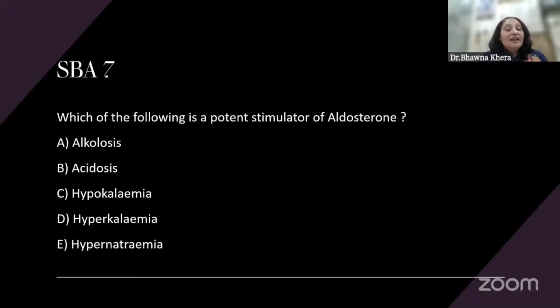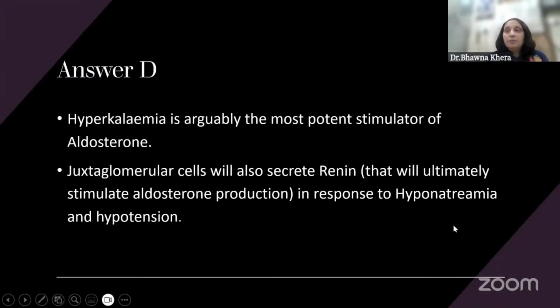Yes, it's not the sodium, it's the potassium which is the potent stimulator of the aldosterone. If you haven't read it, it's difficult to answer because we never talk about the potassium levels maintenance. We talk about the sodium and water, and that only comes to our mind. But it's the hyperkalemia which is the most important stimulus for the aldosterone. So hyperkalemia is arguably the most potent stimulator of the aldosterone.